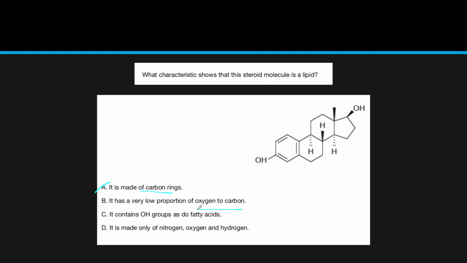Now, this is a telltale sign. If you remember, carbohydrates are CnH2nOn, so basically the oxygen and carbon are the same. Maybe we'll come back to it. It contains a hydroxyl group, as do fatty acids. Now, this is true, but a hydroxyl group can also be found in carbohydrates, and it is made of nitrogen, oxygen, and hydrogen. Well, I don't see any nitrogen here, so that's just wrong. So we're going to be left with a very low proportion of oxygen to carbon.